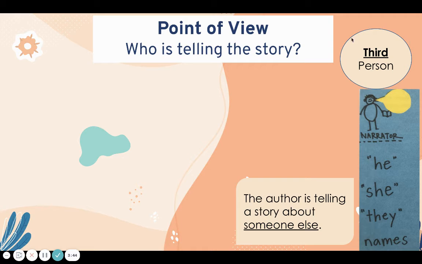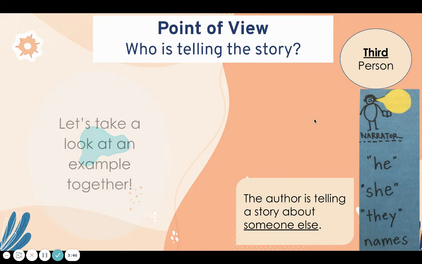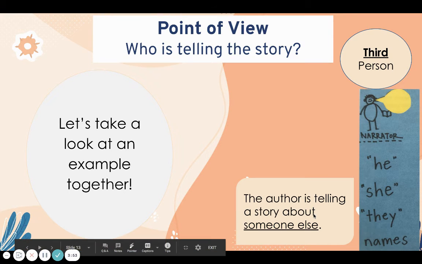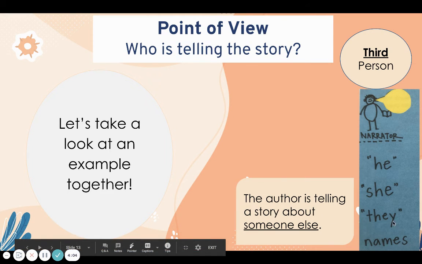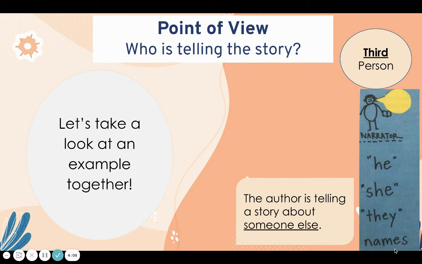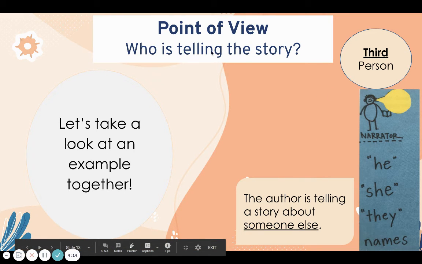Let's take a look at a third person example together. Remember, a story told in third person is when the author is telling a story about someone else. There's a narrator or a speaker telling the story. A narrator is telling the story, not a character. We'll see lots of he, she, they, and lots of names. We won't really see I unless it's in dialogue. Okay, so remember, dialogue we don't really use to determine the point of view.